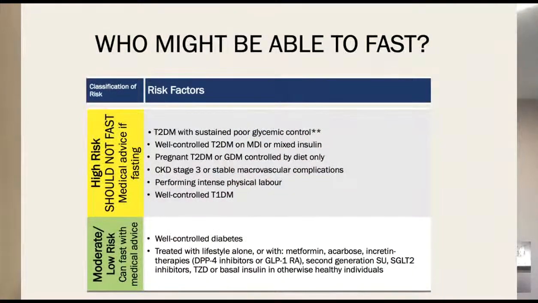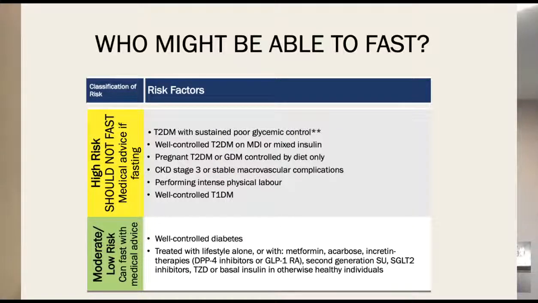So what is the ideal patient who can fast? Who might be able to fast, just from the get-go? Yeah, so the ideal patient, the green zone, we would call it, is somebody who has well-controlled diabetes. Somebody who's controlled without medications, just based on their lifestyle, their diet alone.